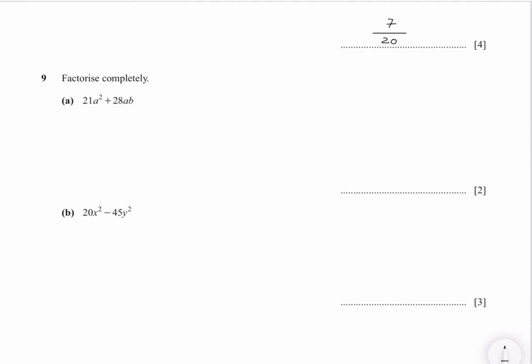Question number 9. Factorize completely. So take 7a as a common factor. Now your bracket would be 3a plus 4b. This is your answer.